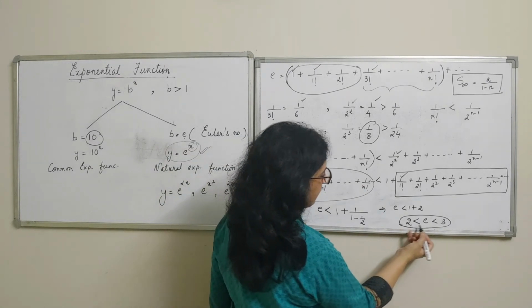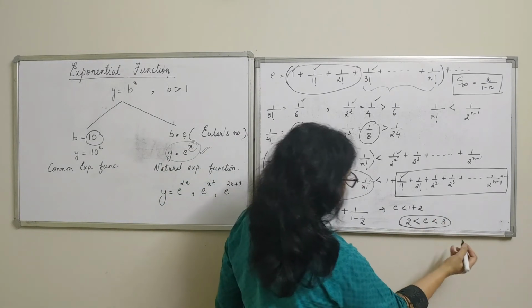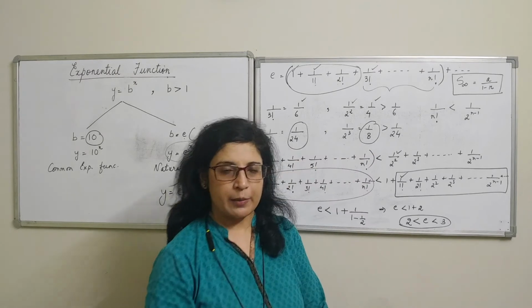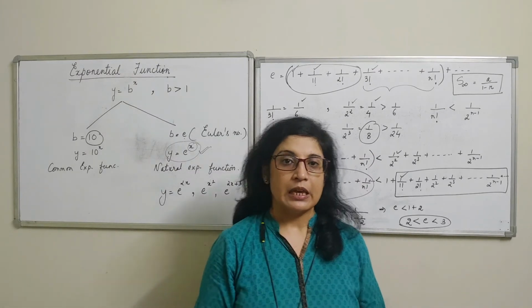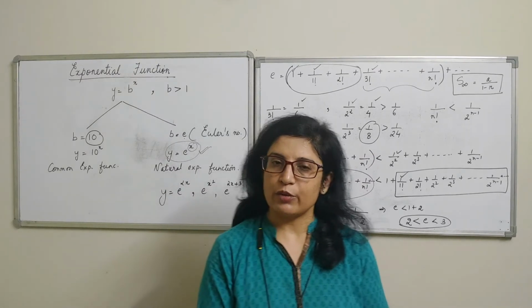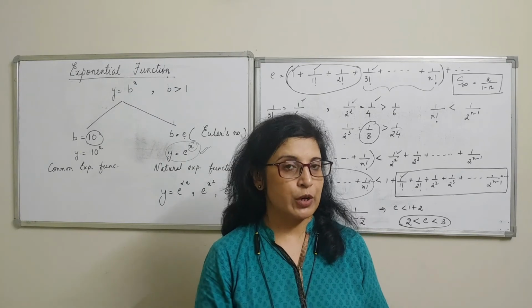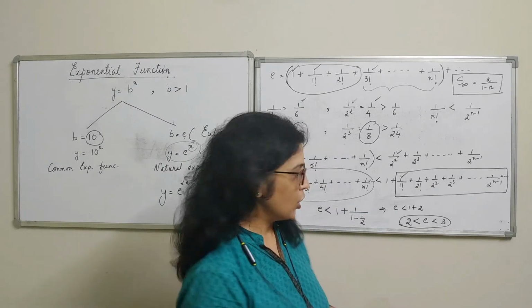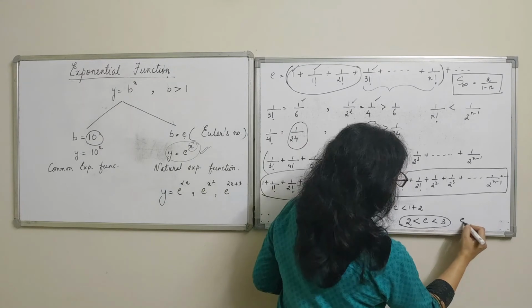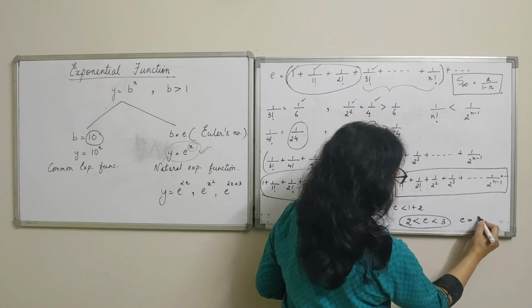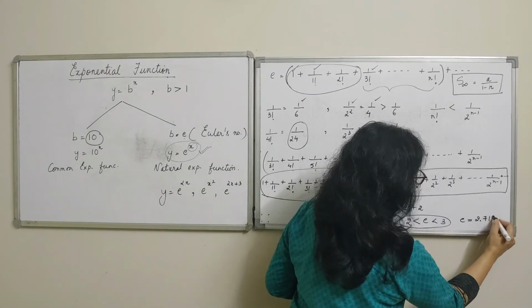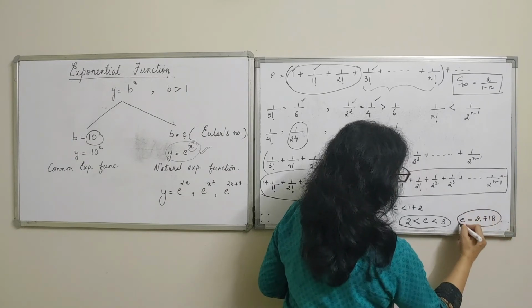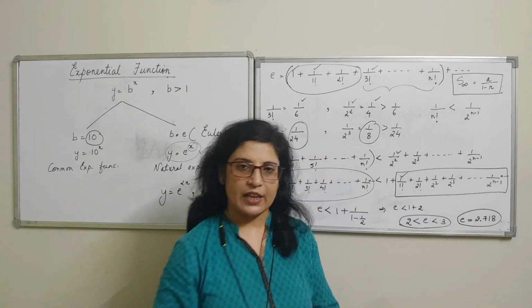E is greater than 2 and less than 3 means, by careful experimentation, Euler had found out the exact value of e. Now it was not possible to find the exact value of e because e is an irrational number. So to some extent, we can write down close to 2 or 3 decimal places. It was found that the value of e is 2.718, and e is an irrational number.